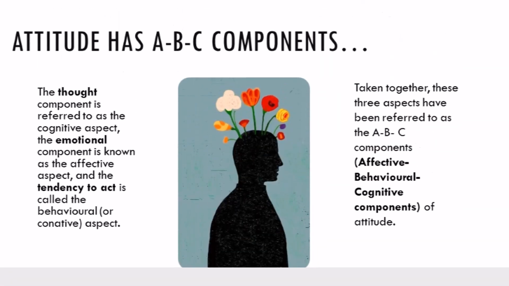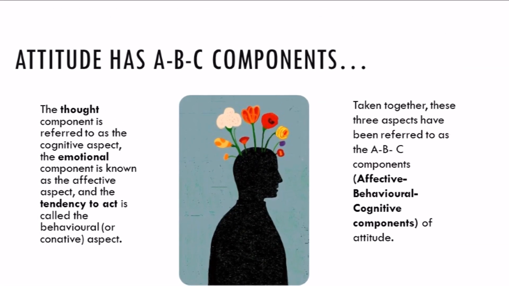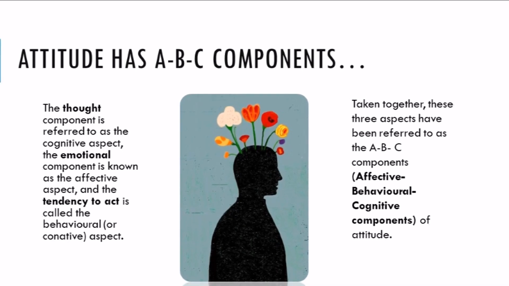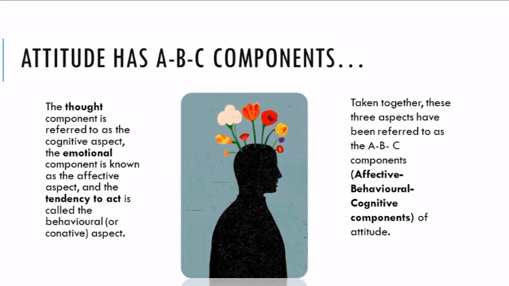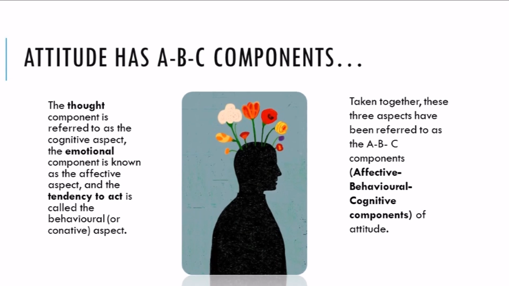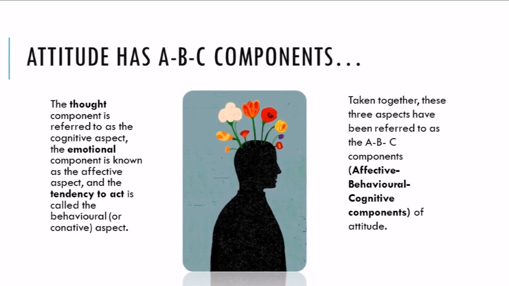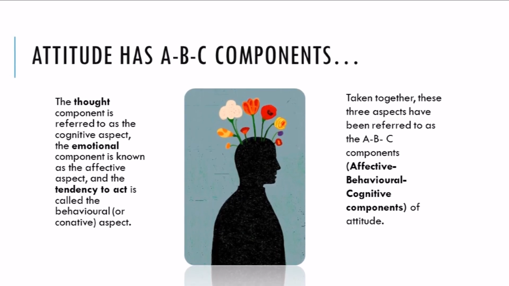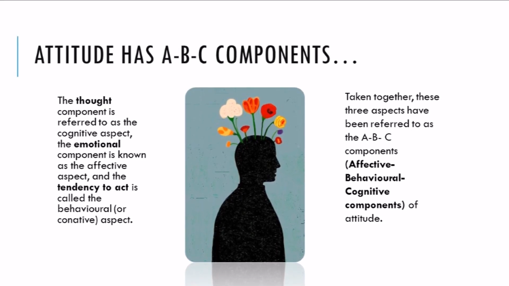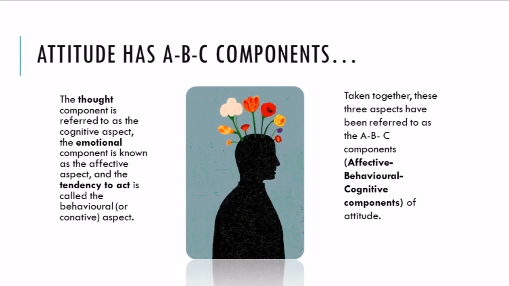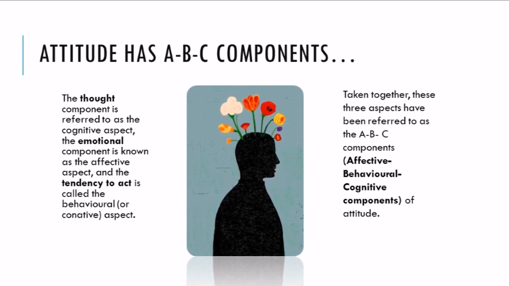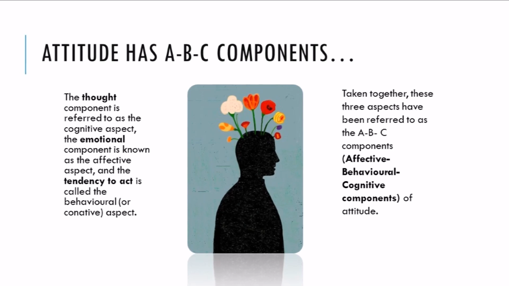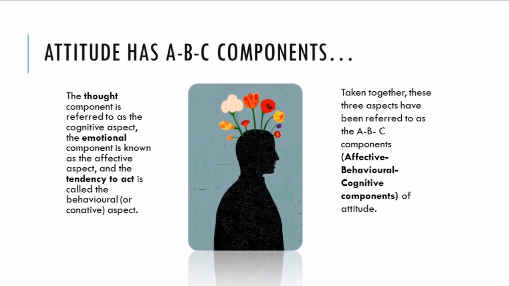The ABC components of attitude. Attitudes consist of three components. 1. Affective component. This is the emotional aspect of an attitude. 2. Behavioral component. This refers to the tendency to act in a certain way. 3. Cognitive component. This is the thought or belief aspect of an attitude. Together, these are known as the ABC components, affective, behavioral, cognitive, of attitude.